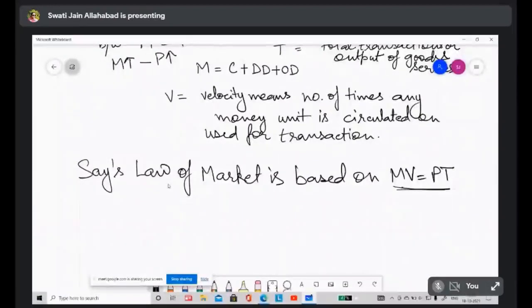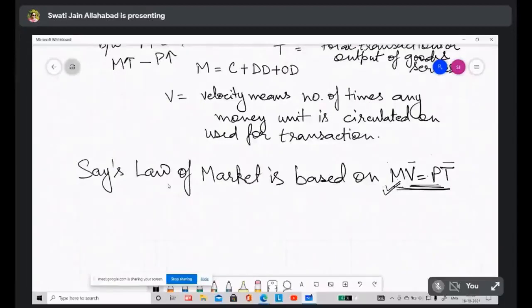Full employment exists or Say's law exists. Flexibility of prices exists, automatic adjustment exists, all because of MV is equal to PT. So this is one of the most important component of the classical system, right? Where V is constant, T is given, so there is a direct proportional relationship between M and P, money stock and price level. So as the money stock in the economy goes up, price level goes up. As the money stock goes down, price level goes down.